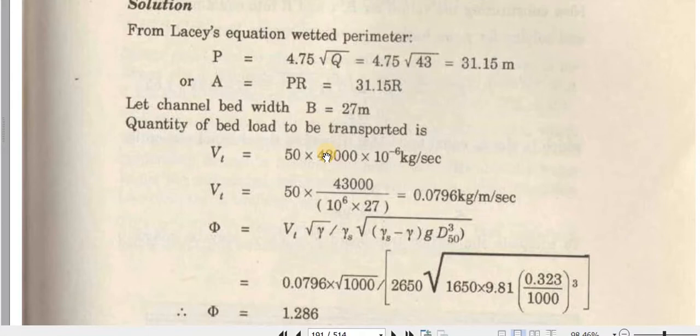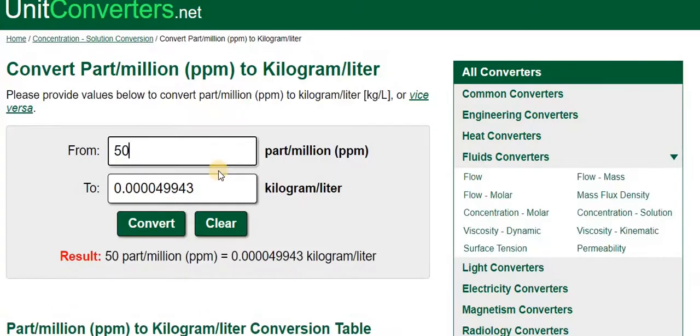Now we have to convert it into kg per meter per second. Now you can see this conversion. This is parts per million. We have to convert it into kilogram per liter.